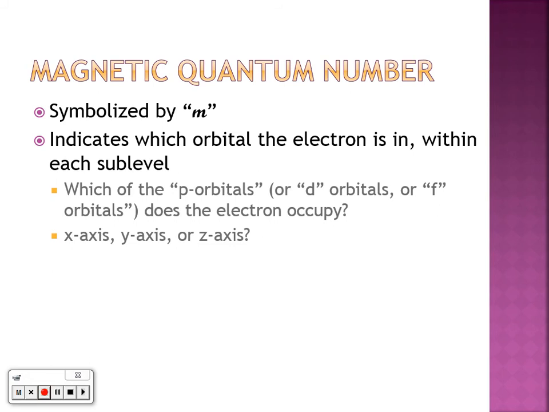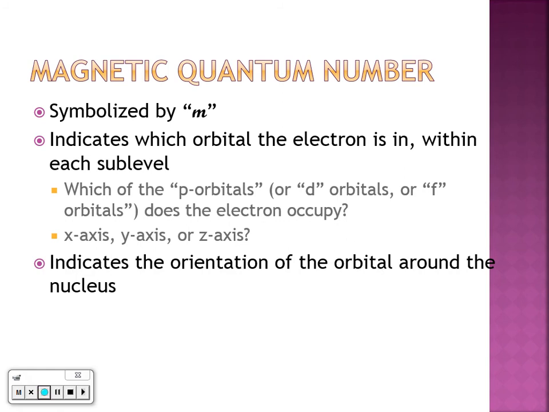There are multiple p orbitals in the second energy level. How do we tell one apart from the other one apart from the other one? There are multiple d orbitals in the third energy level. How do we tell this one apart from that one, apart from that one? Okay? So this is what we're doing here. If we have two orbitals that are in the same energy level and have the same shape, how do we tell them apart?